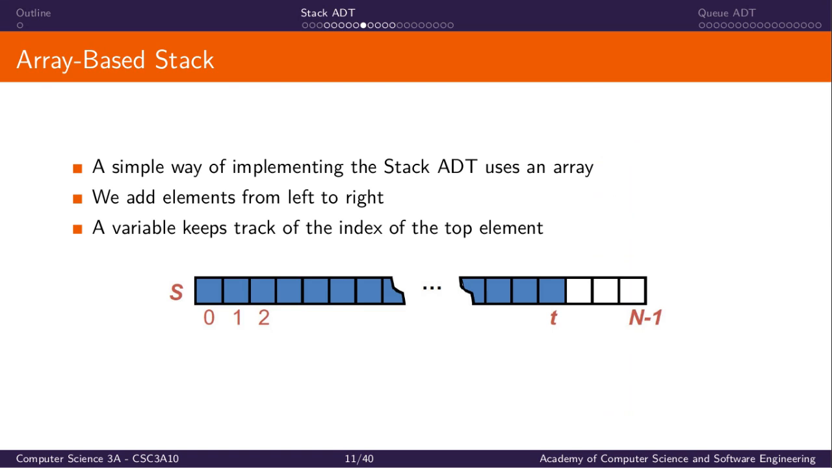So a very simple way of implementing a stack ADT would be to use an array. We'd store our elements from left to right, and we'd keep track of an index t that tells us which is the top element. We know that we can add and remove elements from our array on the right very easily in constant time, and by having t there, we know exactly which index to go to do that.